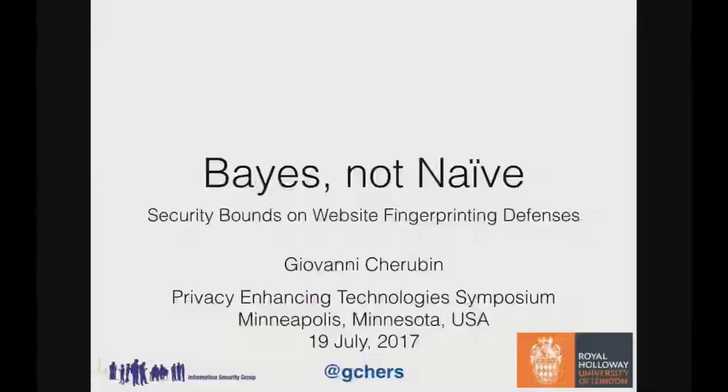And we'll change microphones, but it's a pleasure to welcome Giovanni, who will be talking about Bayes not naive, and he starts the fingerprinting part of this session. Now, his paper has the distinction that it is, I think, the only paper this year that is from a single author, so we know that it's all his work. Well done.